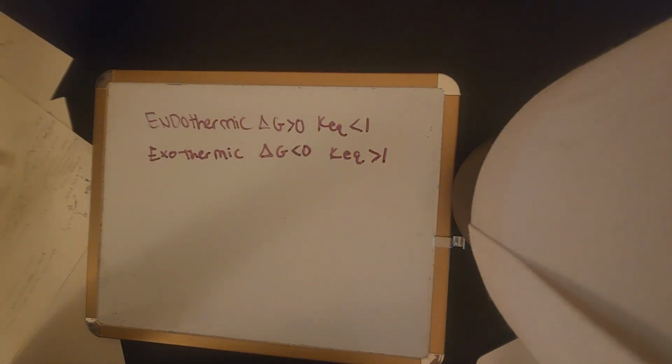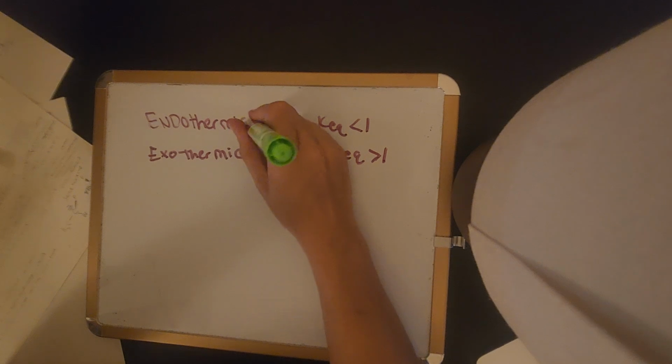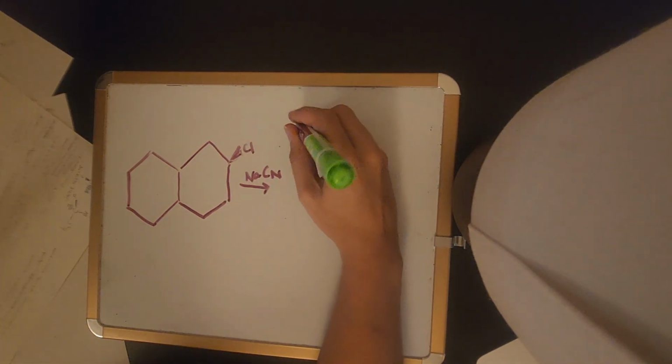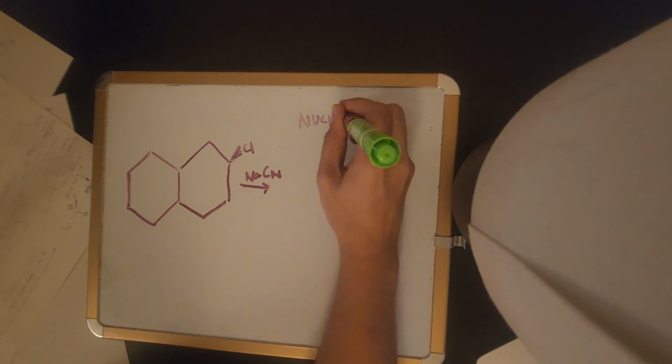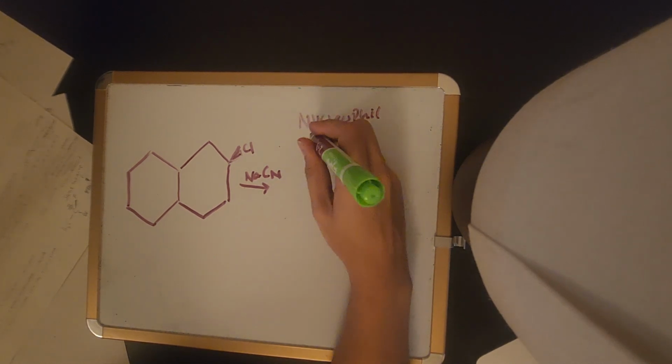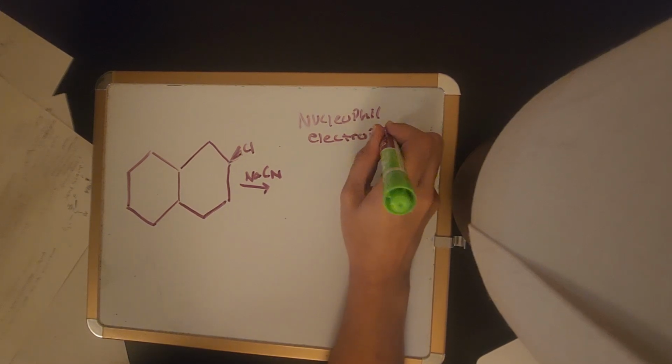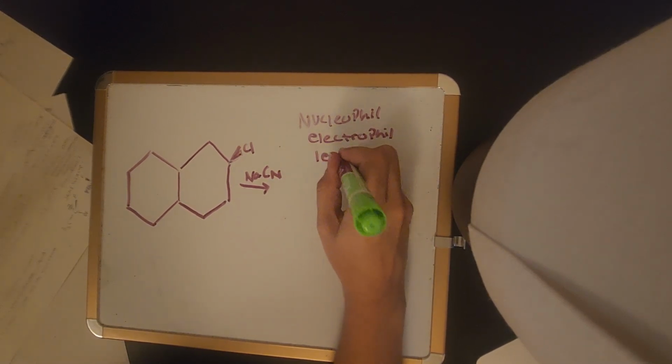Here is a simplified analysis. Next, we're going to do substitutions. When you do substitutions, you want to first define the nucleophile, the electrophile, and the leaving group.